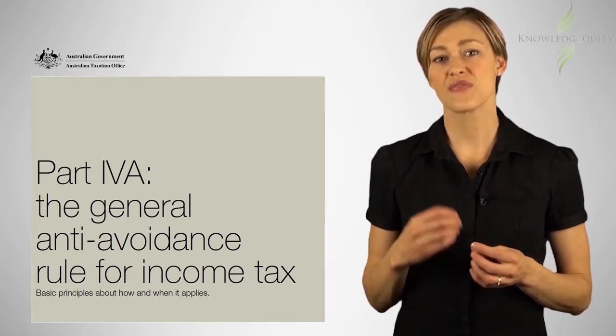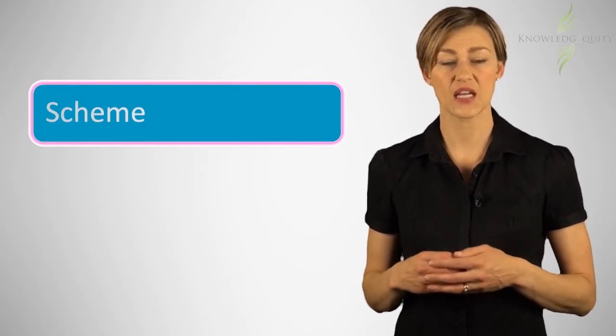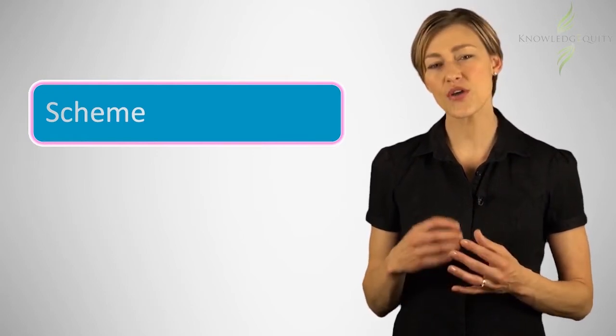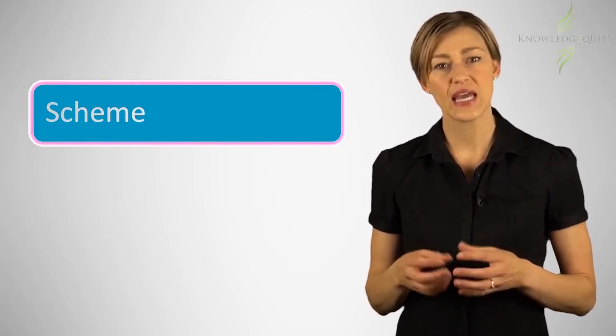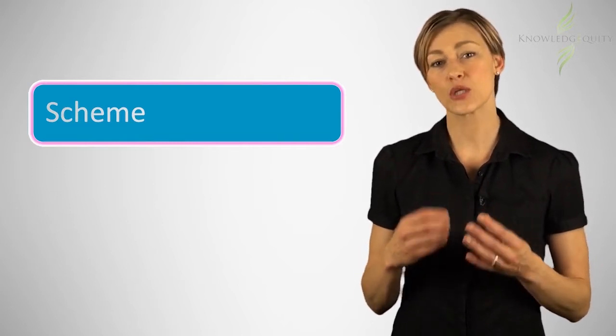The first is that there is a scheme, as defined in Section 177A of the 1936 income tax legislation. Although the definition is comprehensive, in a nutshell, a scheme is usually a set of steps that can include making plans, entering into agreements and taking actions. For a given set of facts, there is usually more than one way to define a scheme.